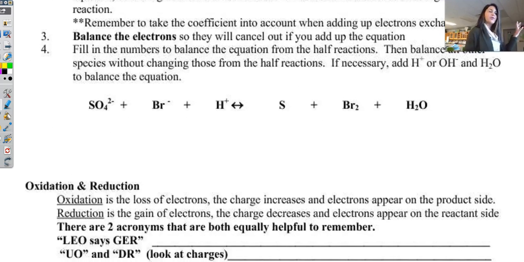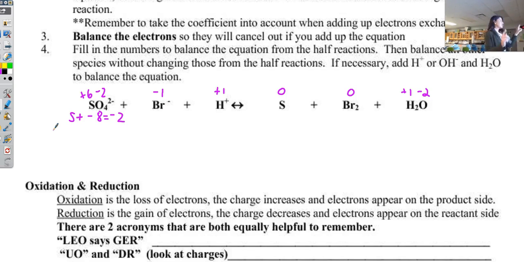So what I first want you to do is try this out. Go ahead and write your oxidation numbers for all of these, and I'm going to go ahead and fill mine in. Okay, did you get your oxidation numbers right? Check it out. So the hardest one, I'm going to erase this in just a second, is going to be this SO4, figuring out the S.